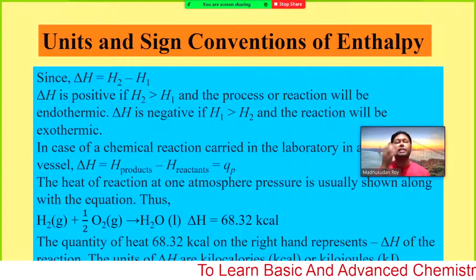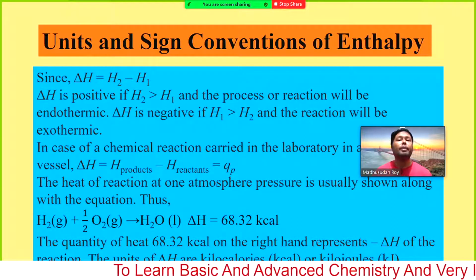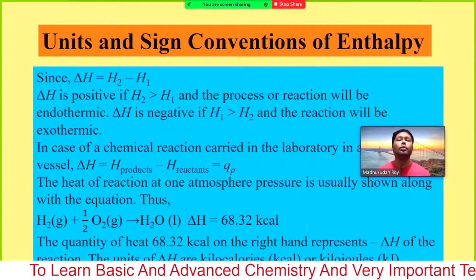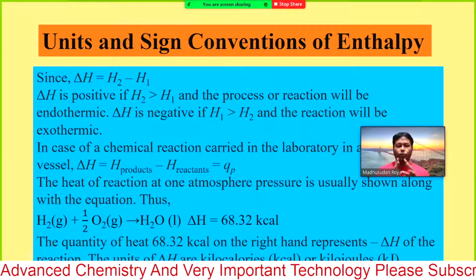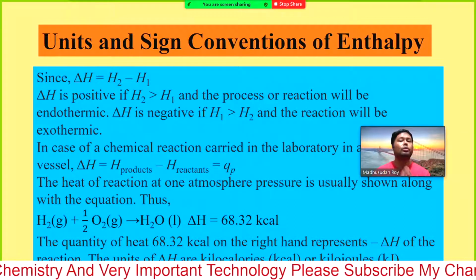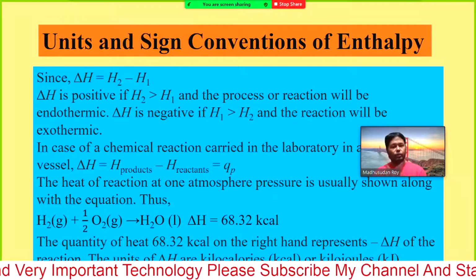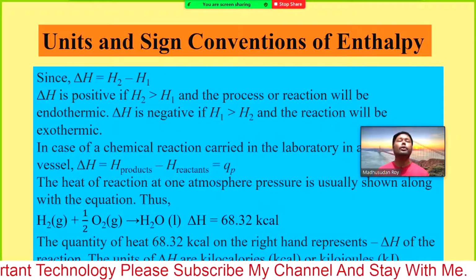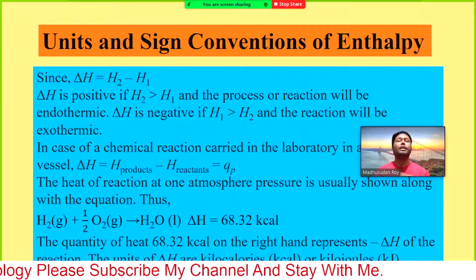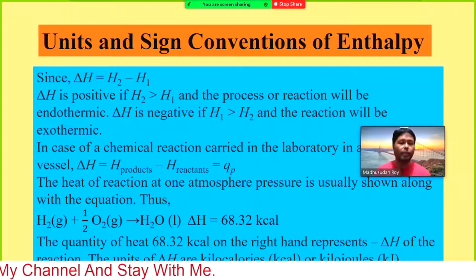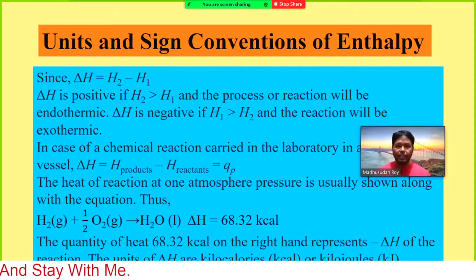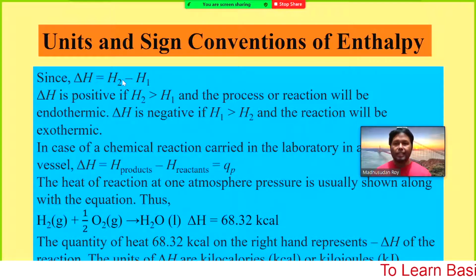Now you can easily consider, for an endothermic reaction, what actually happens? For an endothermic reaction, you need to provide some energy for the reaction to happen, and in an exothermic reaction it automatically generates some energy. So for an exothermic reaction, H1 is greater than H2. That means the initial enthalpy is greater than the final enthalpy.